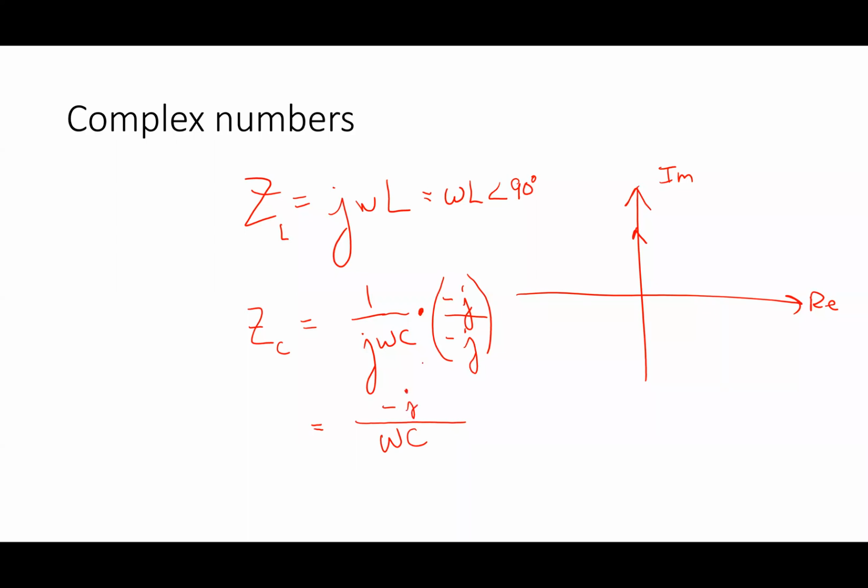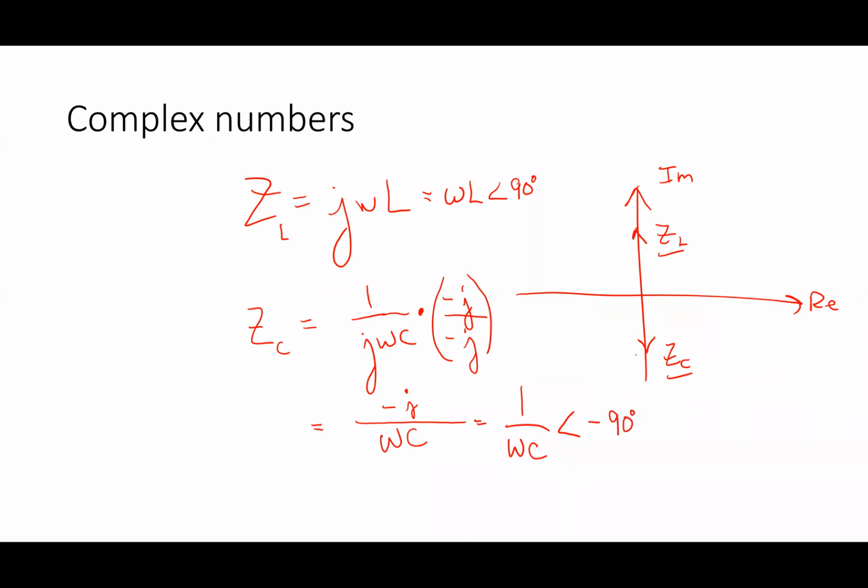Where is that guy? Pointing down. Right. So this is Z sub L, and this is Z sub C. His magnitude is 1 over omega C, and his angle is what? Negative 90. Yeah, negative 90.